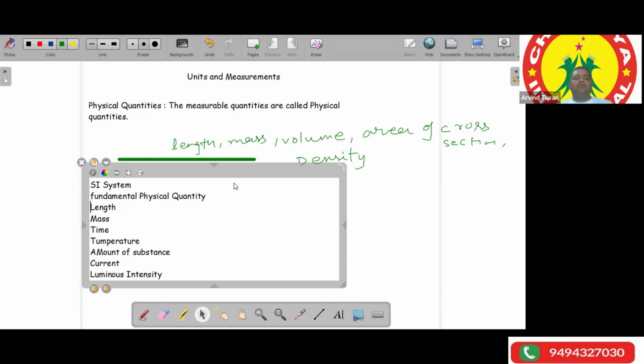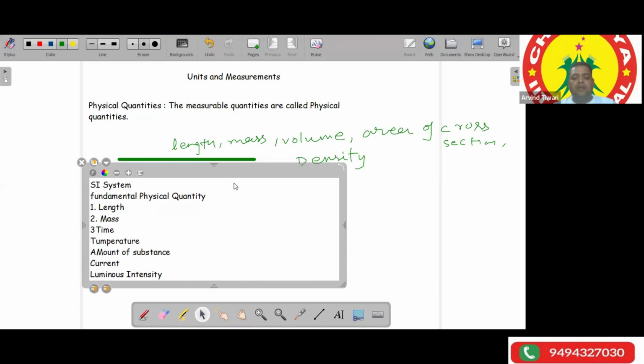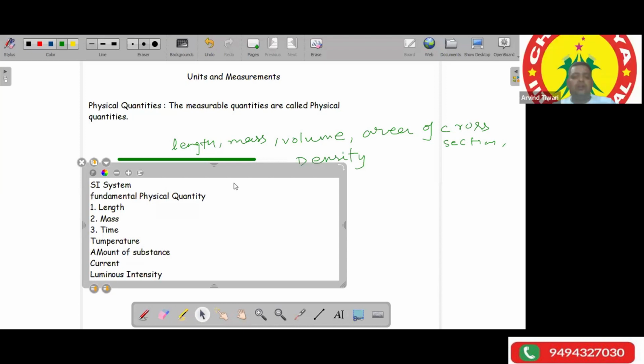Now, these are the quantities that we cannot express in terms of any other quantity. We cannot express length in terms of any other physical quantity. However, volume we can express in terms of length, and density in terms of mass and volume, right? But these fundamental quantities cannot be expressed in any other terms. Therefore, they require some standards. They require their definitions.